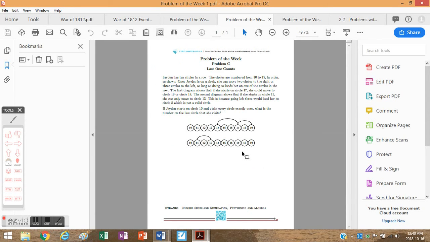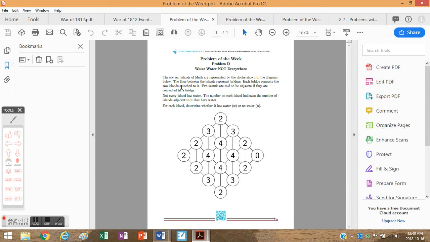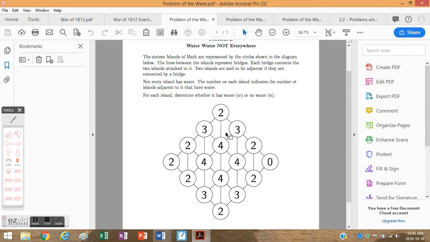And then finally, our tricky one. Same kind of an idea here. Now, just to give you a start on this one. 16 islands of math are represented by the circles shown in the diagram below. The lines between the islands represent bridges. Each bridge connects the two islands attached to it. Two islands are said to be adjacent if they are connected by a bridge. Not every island has water. The number on each island indicates the number of islands adjacent to it that have water. For each island, determine whether it has water or no water.